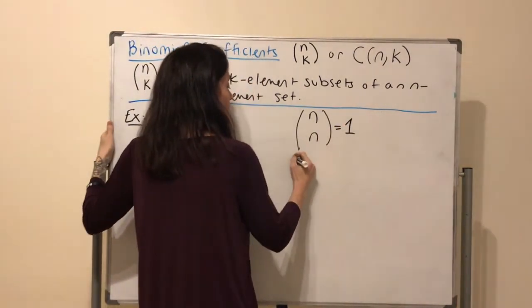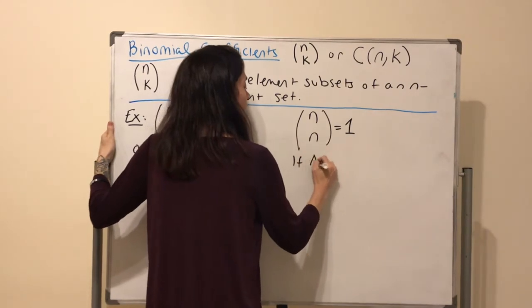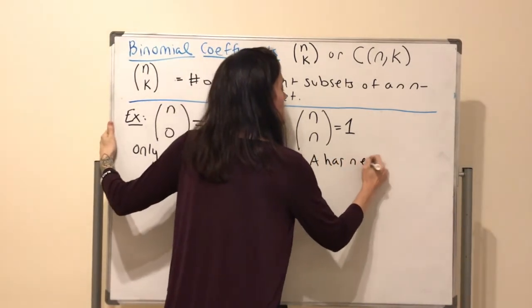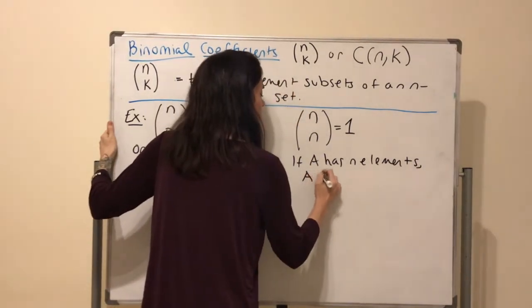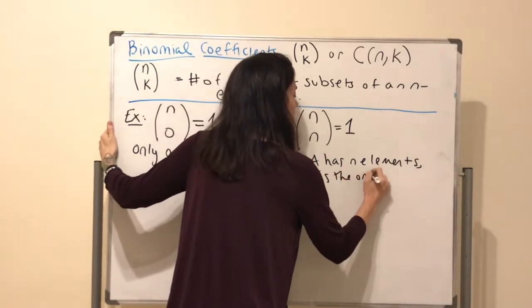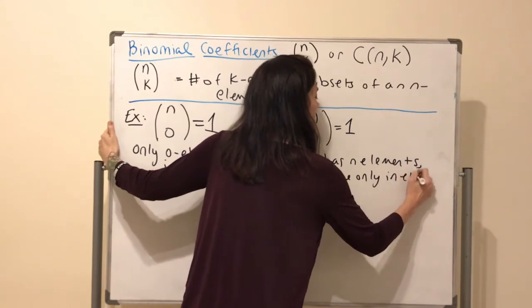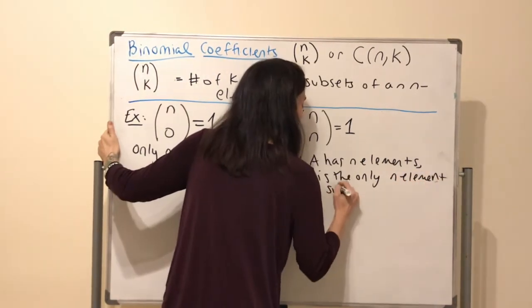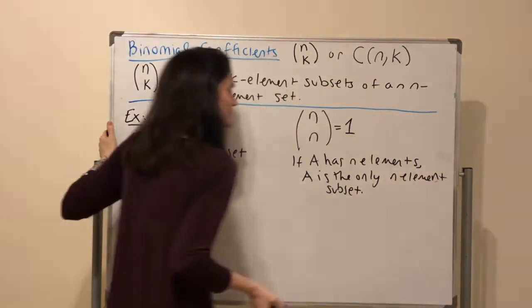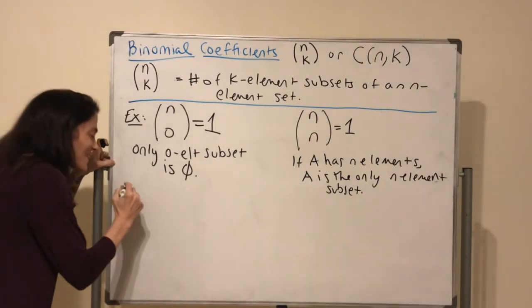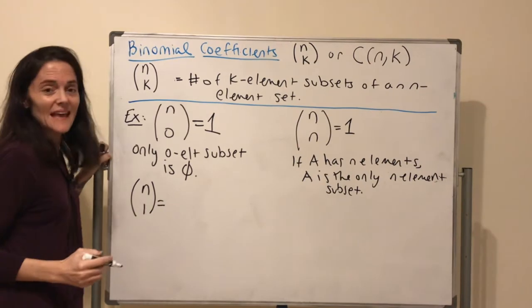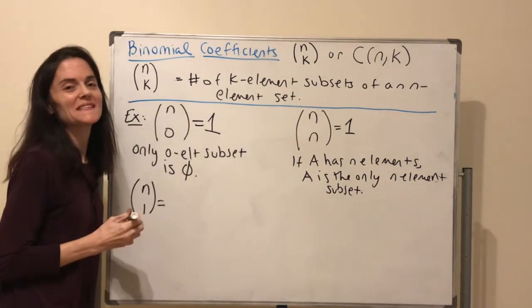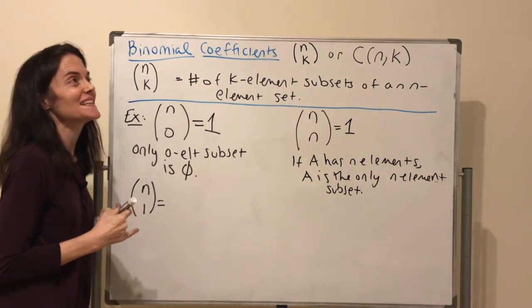I'll say if A has n elements, then A itself is the only n element subset. So these two we can count. What's another one we can count? We can count n choose 1. This counts all 1 element subsets of an n element set.